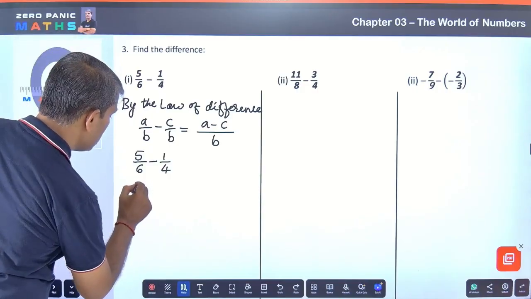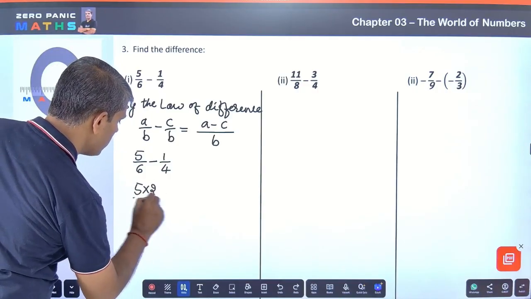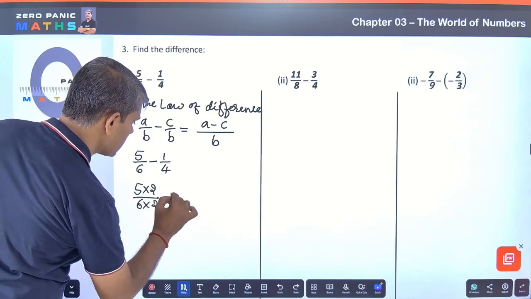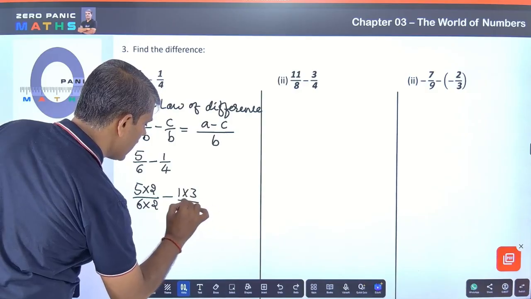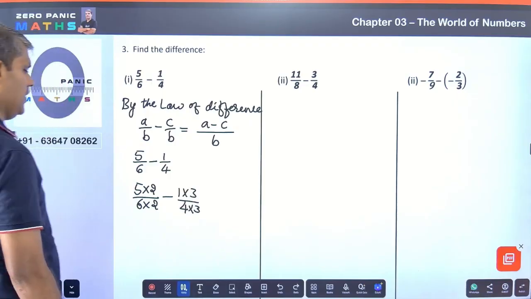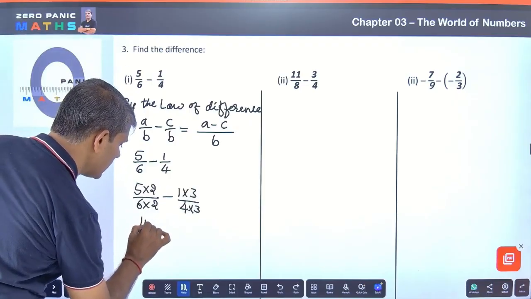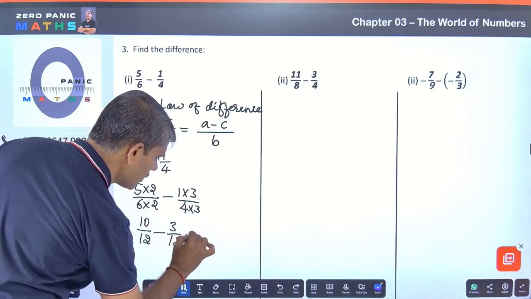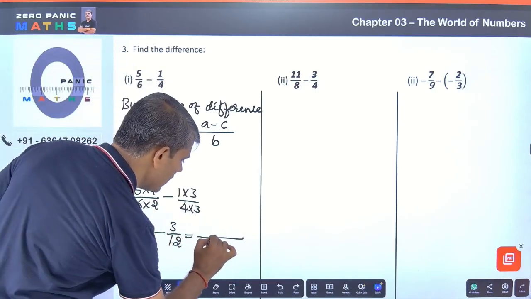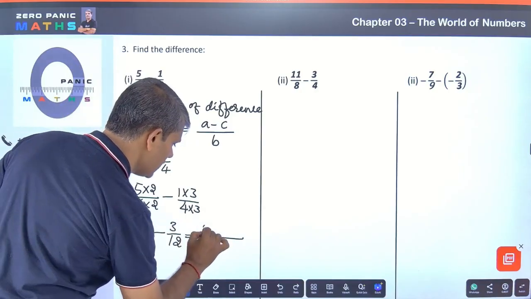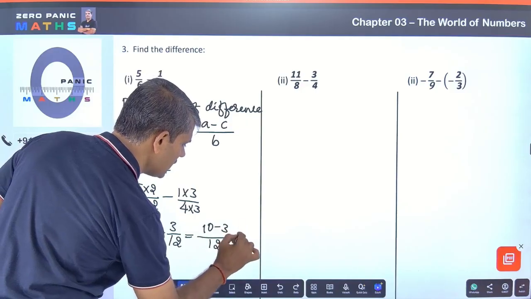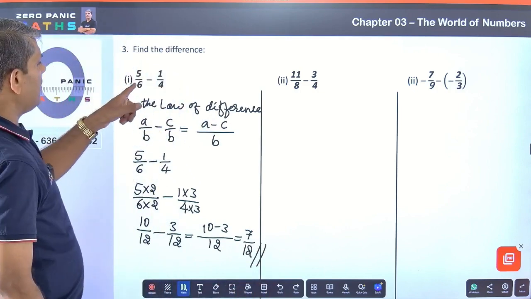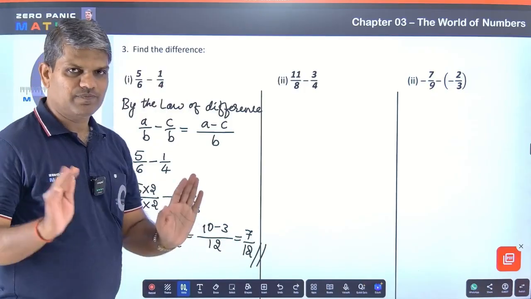That's why. Okay, so how do I write it? It is 5 multiplied by 2 over 6 multiplied by 2, minus 1 multiplied by 3 over 4 multiplied by 3. So 5 into 2, that is 10 by 12, minus 3 by 12. Now we have the common denominator as 12, and 10 minus 3 is equal to 7 by 12. So the difference between 5 by 6 and 1 by 4 is 7 by 12. Hope you are getting it.